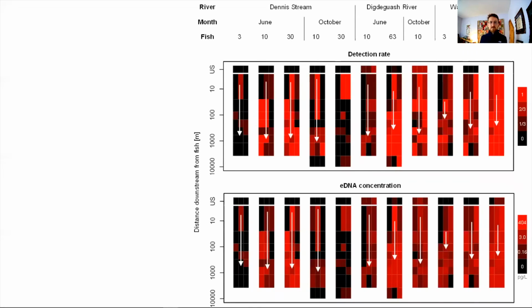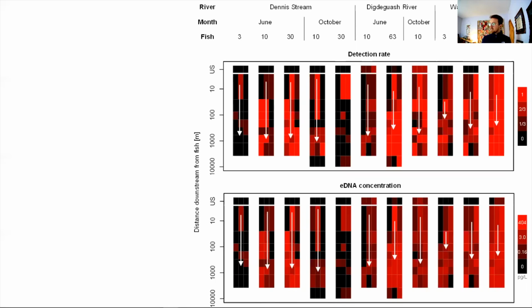And what's cool about this sampling approach is that we get really high resolution ideas of what's going on in these streams. So I'm showing you 9 different stream by fish combinations here. Actually, I think that's 10. I can do eDNA, but I can't count.